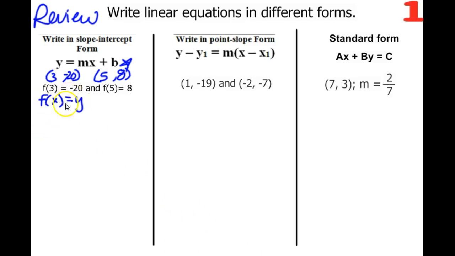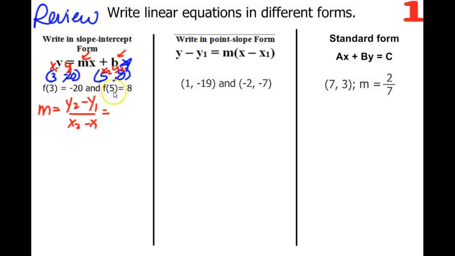So once we have those 2 points, we can find our slope, because we need to find our slope and our y-intercept. So I'm going to use my slope formula, y2 minus y1 over x2 minus x1. This is also on the wall in the classroom. And I'm going to label my points. This is x1, y1, my first point, x2, y2, my second point.